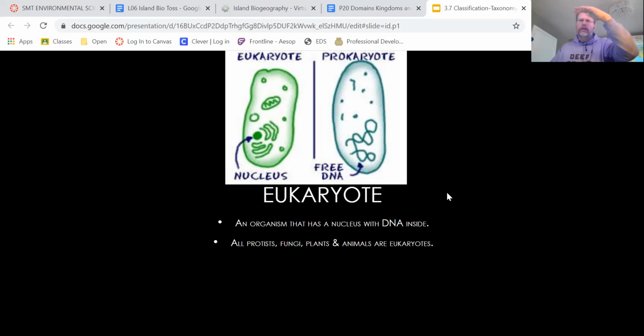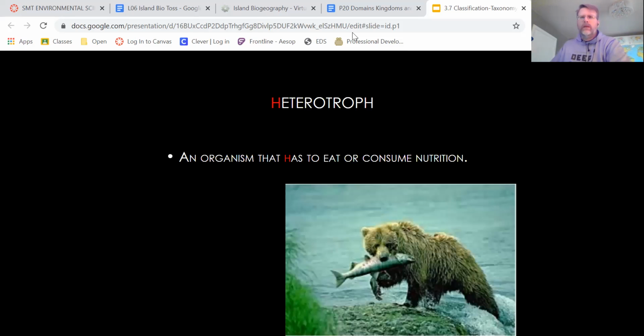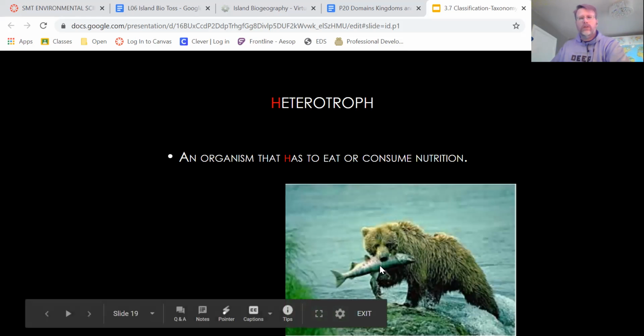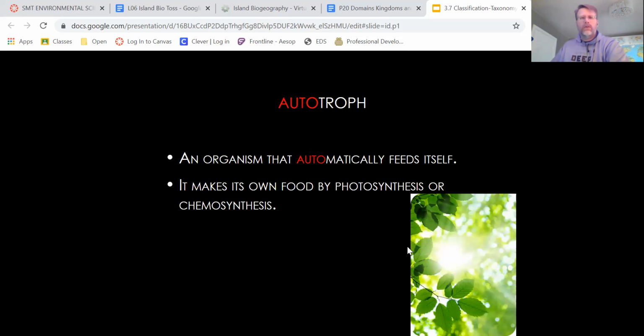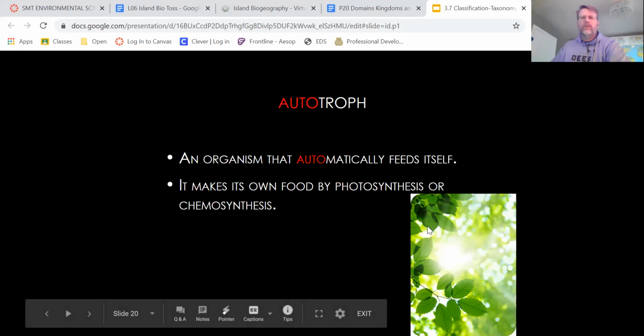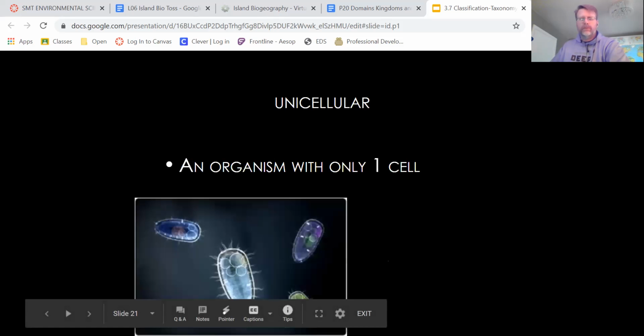Does it have a nucleus or does it not have a nucleus? And then from there, we can look at how it eats. Now we're starting to talk about some phrases that hopefully look familiar to an environmental science group. Heterotrophs, different eating, so they're eating different things. This fish used to be a heterotroph, used to eat stuff, and now this bear is also a heterotroph. It is eating something to consume nutrition. Autotrophs automatically feed themselves. So this is like the plants.